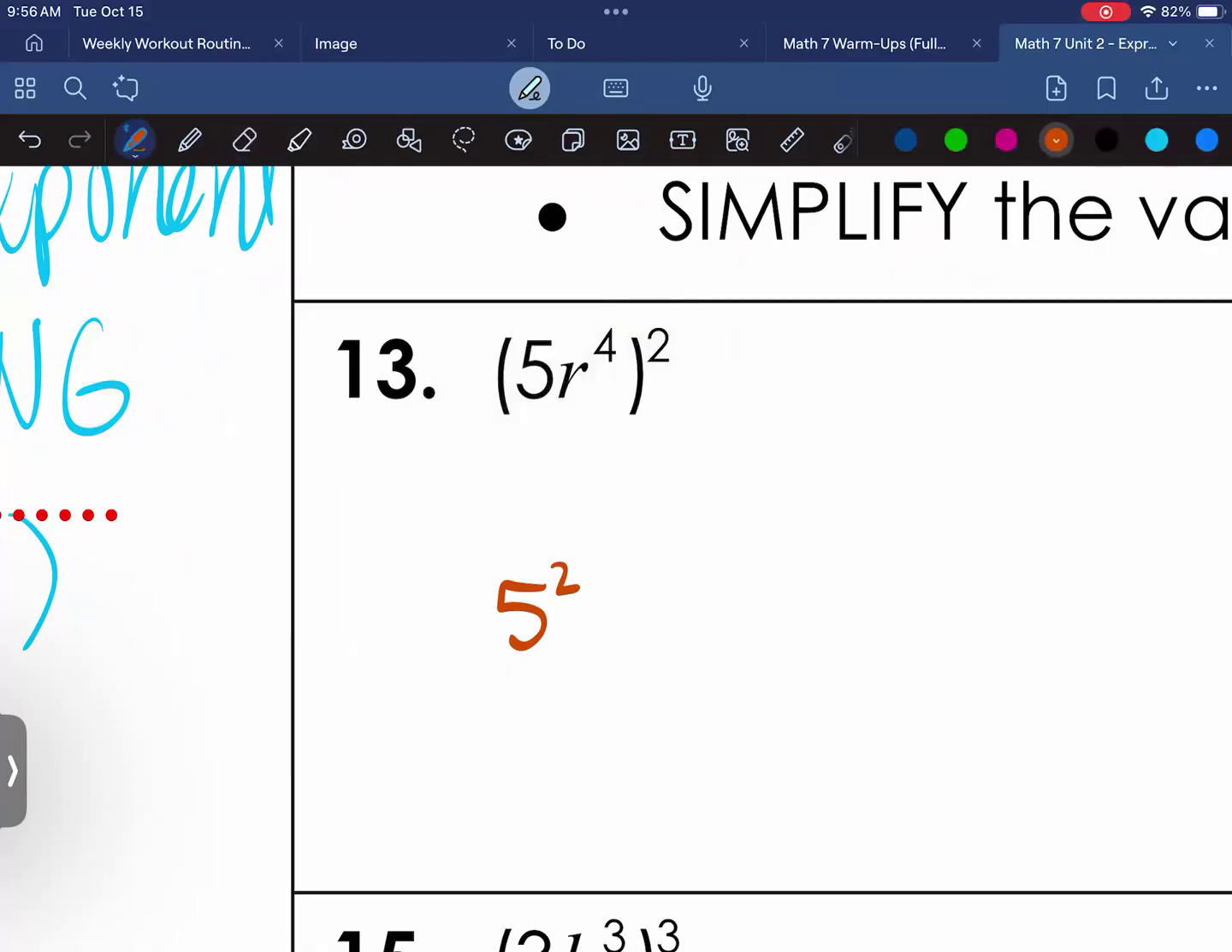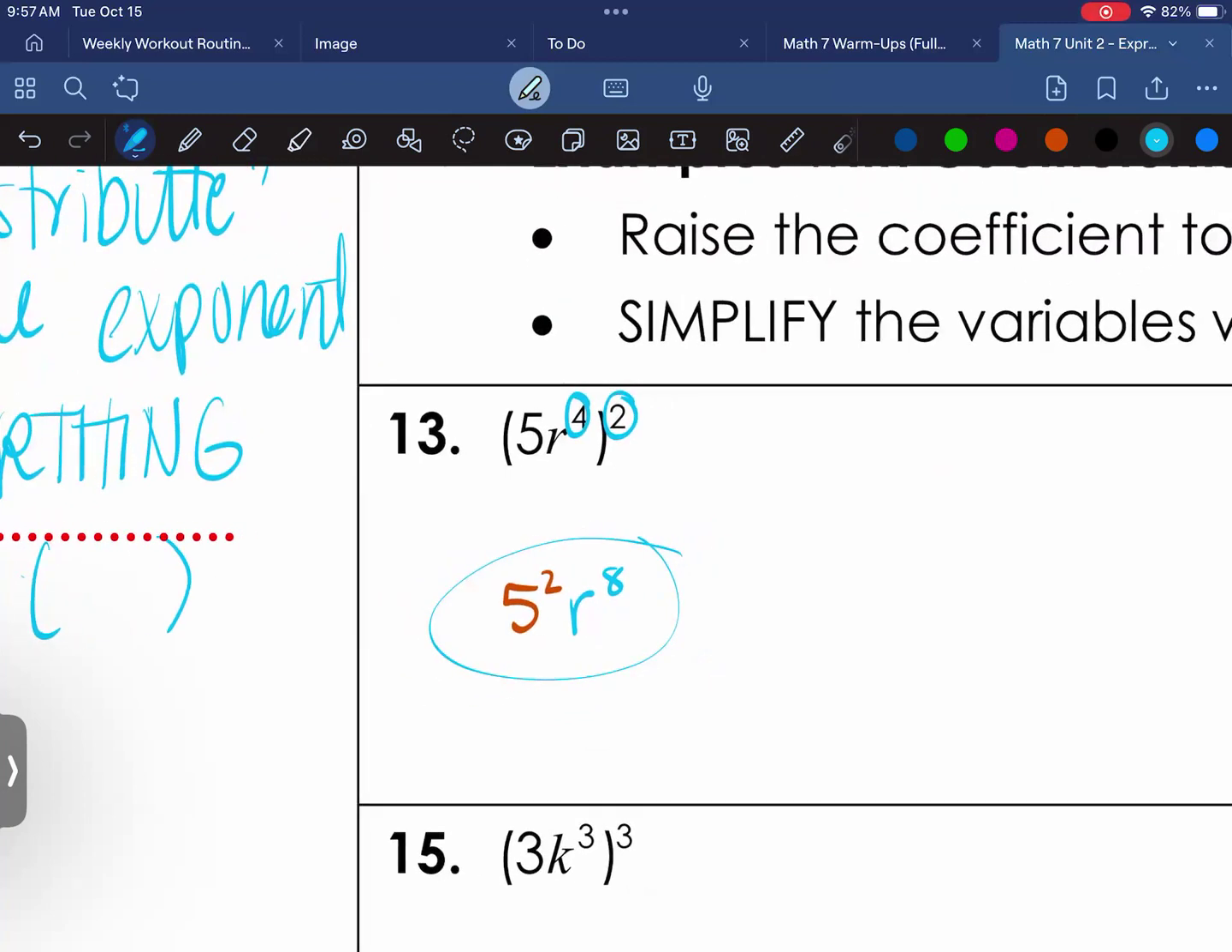All right, and then we have our base of r. We have to do 4 times 2, which is 8. And there is our simplified expression, or monomial.